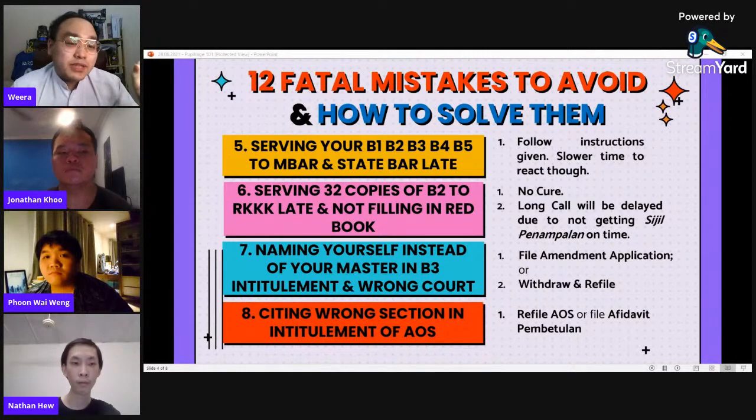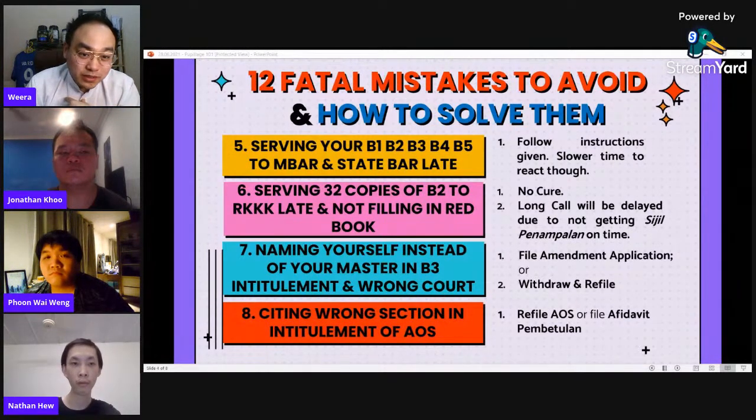So some pupils say that you can serve your Borang I, your Borang II, and then the sealed Borang III, IV, and V in one shot, instead of what I would suggest pupils do, which is after you file your Borang I, immediately serve it to these 3 bodies.